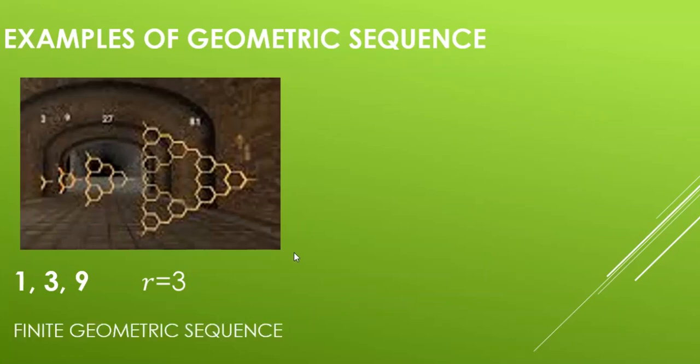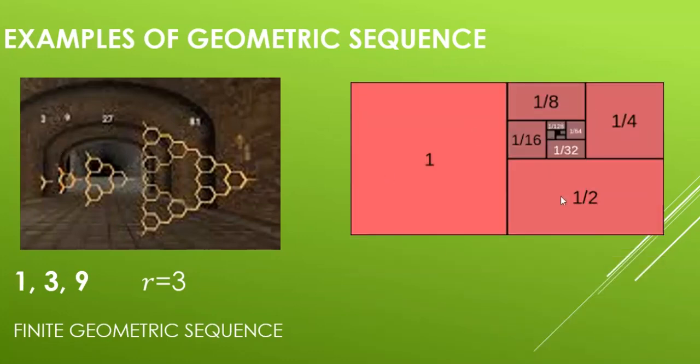Another example: this one is a finite geometric sequence, meaning it has a beginning and it has an end. For this one, this is a figure showing an infinite geometric sequence because it is endless, it is continuous, we don't know when it will end. A basic example of this is one whole sheet of paper. The area of that is 1.